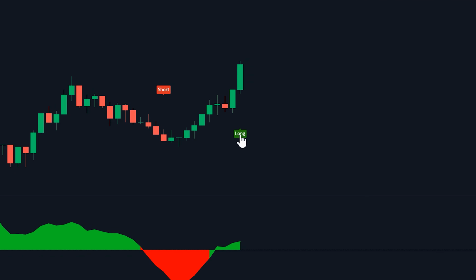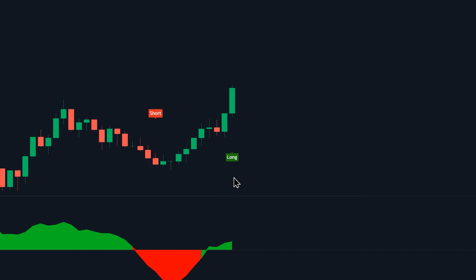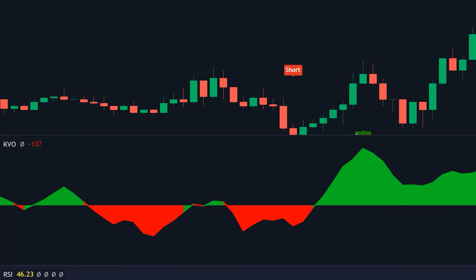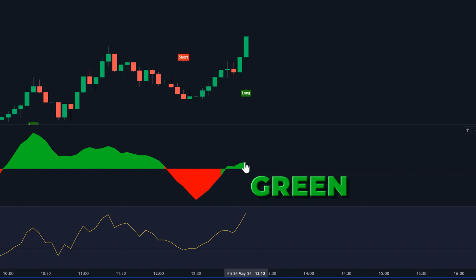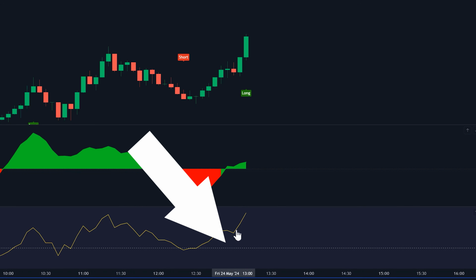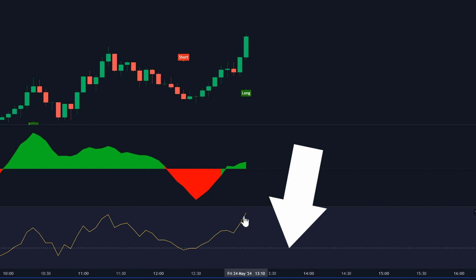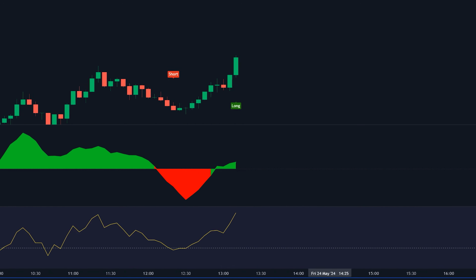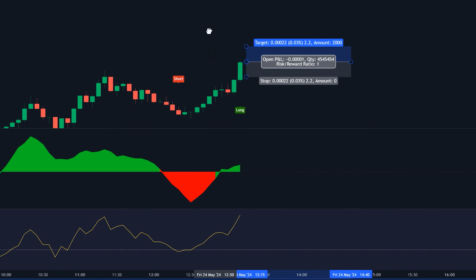You wait for a long signal to be printed by the PineTrades Market Beacon, and then at the time the long signal is printed, the KVO indicator should be colored green to confirm the presence of sufficient bullish volume in the market. At the same time, the yellow RSI line should be above the 50 level to indicate that the trend is bullish. Once those conditions are met, you take your position.